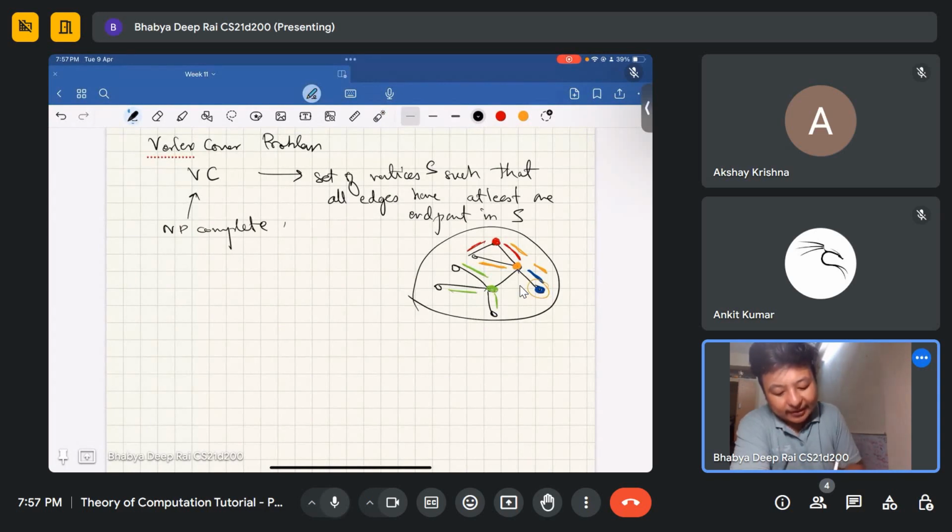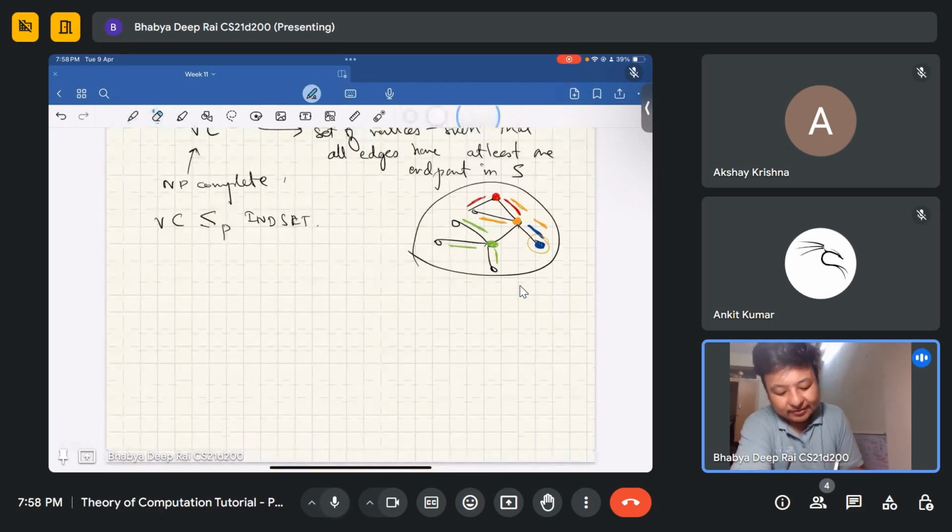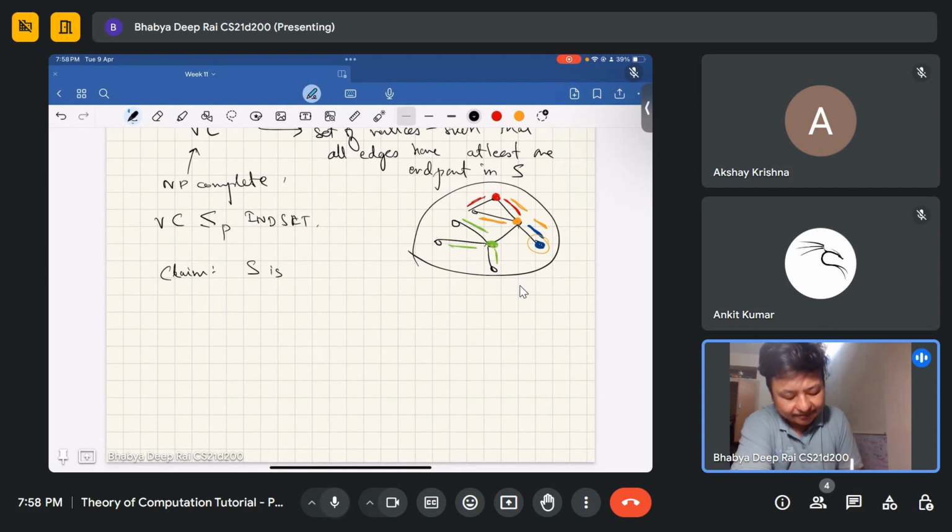What we'll quickly show is that vertex cover reduces to independent set. Okay, how does vertex cover reduce to independent set? We'll see. The claim is as follows. Now I won't be so rigorous. I'll just say that if S is an independent set, then V minus S is a vertex cover.